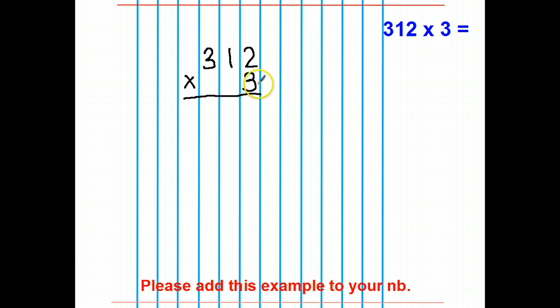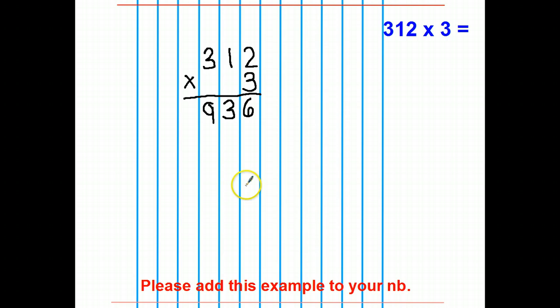I'm still going to take my ones times my ones. 3 times 2 is 6. And I'm still going to go next to my tens. 3 times 1 ten gives me 3 tens. And I'll bet you can already figure that what we're going to do is go from our ones to our hundreds. 3 times 3 hundreds gives me 9 hundreds. And you'll see that we have 936 as our answer.